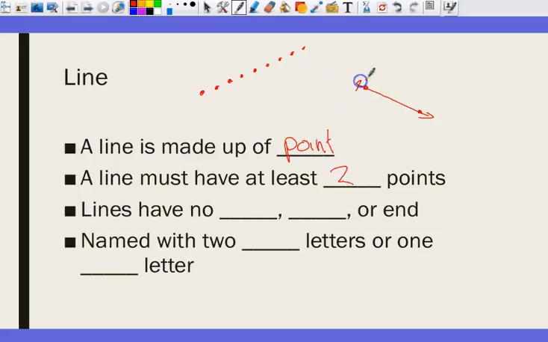That line is different than this line. You see how the second point is the point that gives it a direction? Okay? You have to have 2 points to describe a line.